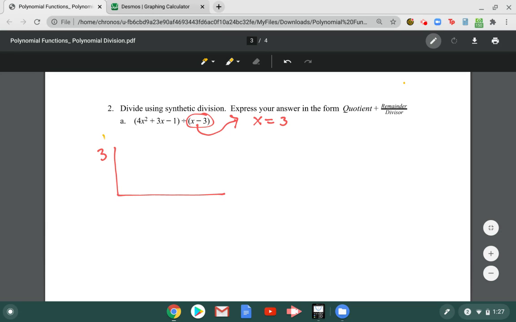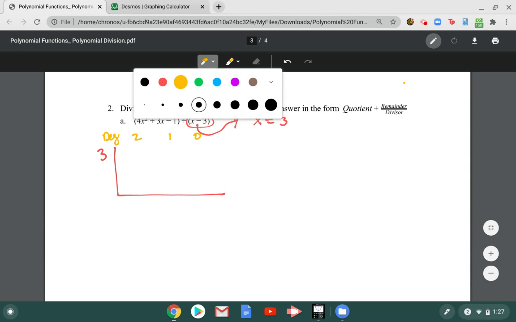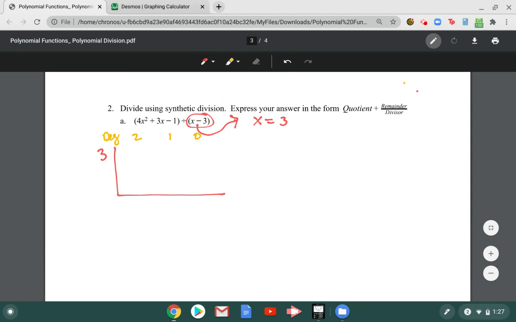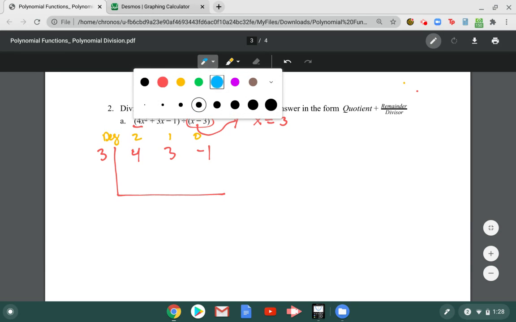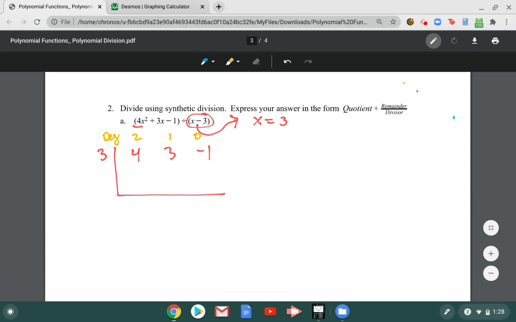So I'm just going to keep track of my degrees here. So I'm going to go degree 2, 1, and 0 for my columns. And as I write these in, I'm going to use the coefficients from those terms. So I've got 4, 3, and negative 1. Okay, I'm ready to do my synthetic division. As I move down through the synthetic division, I add 4 plus nothing is 4.